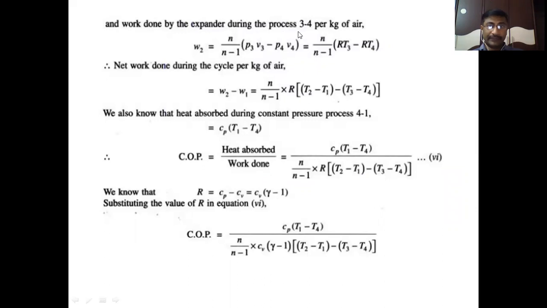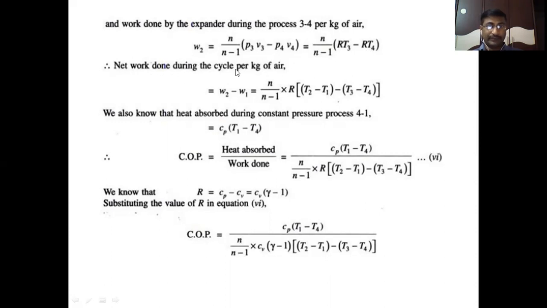What is the work done by the expander during the process 3-4 per kg of air? We take it as W2. It is also flow work across the turbine: n by n minus 1, P3 V3 minus P4 V4, where n is the polytropic index if the expansion is polytropic. From this, P3 V3 can be written as RT3 and P4 V4 as RT4, per kg of air.